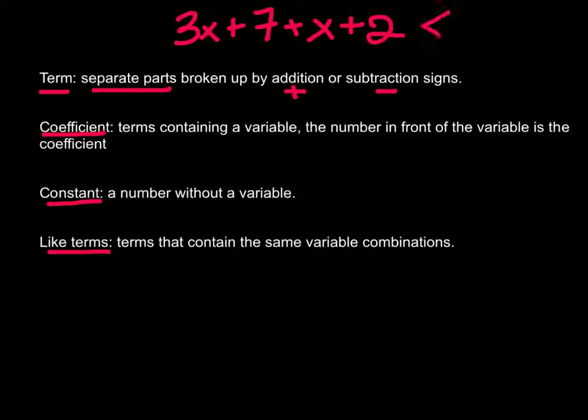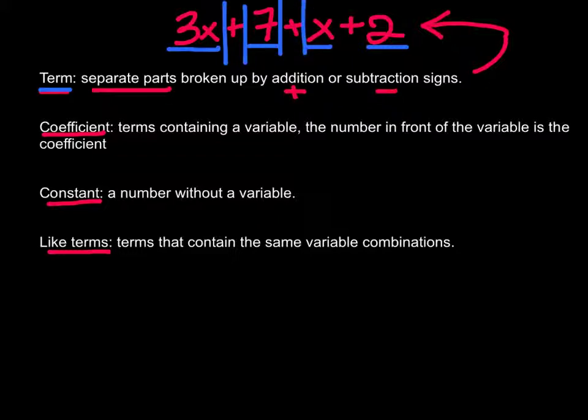So if we look at this expression up at the top, we see 3x plus 7 plus x plus 2. Our separate terms in this are 3x, 7, x, and 2, because each one of these things is broken up by addition signs. Those addition signs are not part of those, but I can see 1, 2, 3, 4 separate terms.